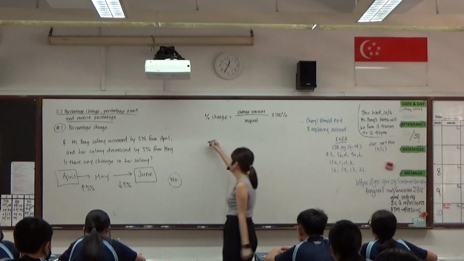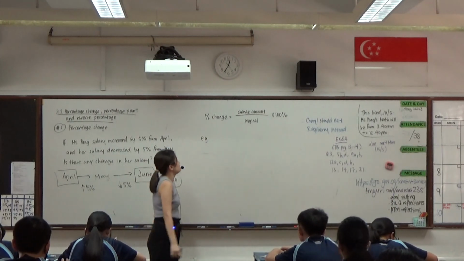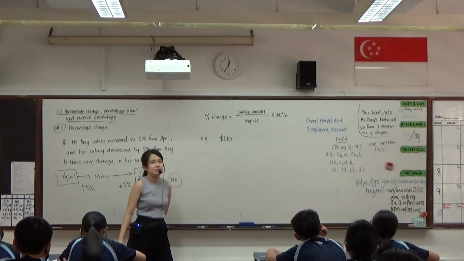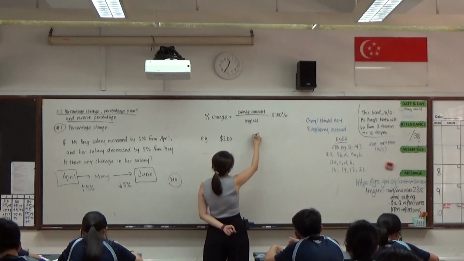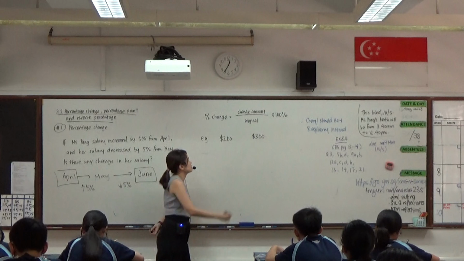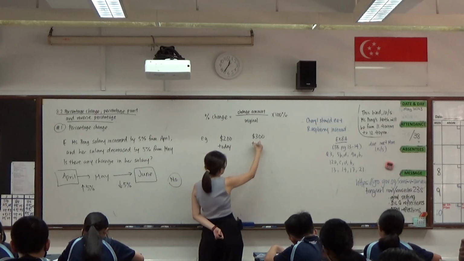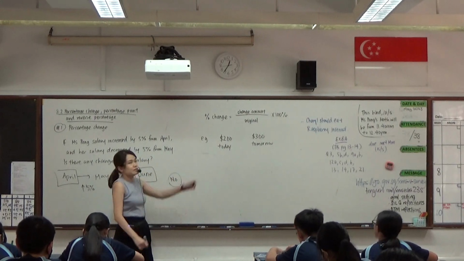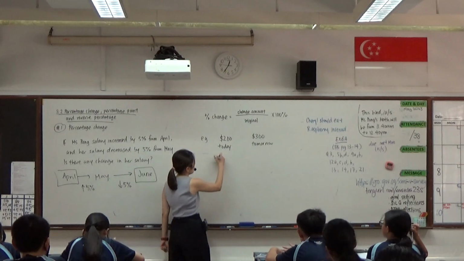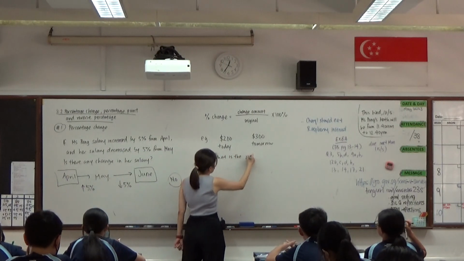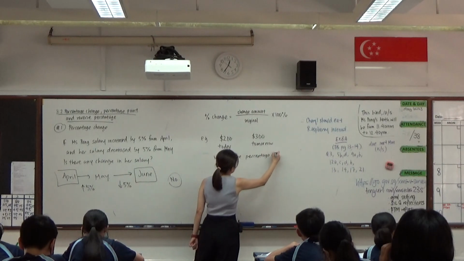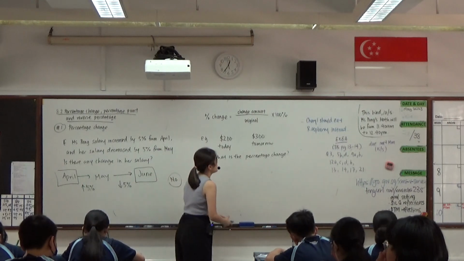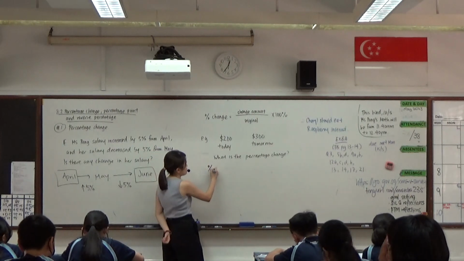Okay, so example. Today I earn $200 maybe. Then tomorrow I earn $300. This is today, this is tomorrow. What is the percentage change in my salary or my wages? So clearly you can see that there's an increment, from $200 to $300. So that is what we call our percentage increase.